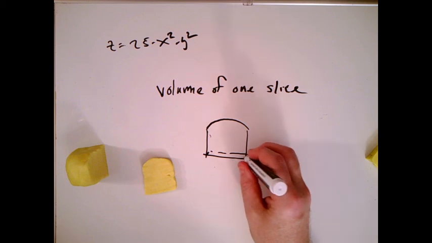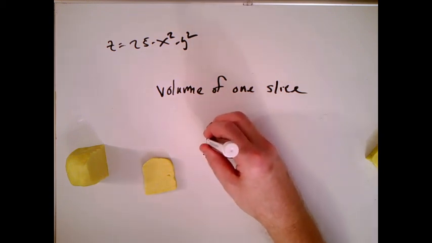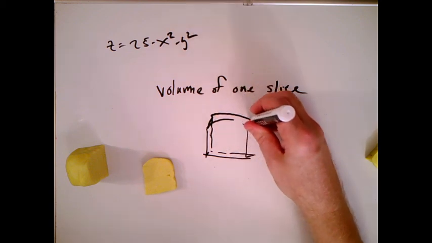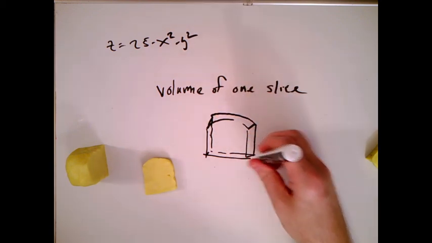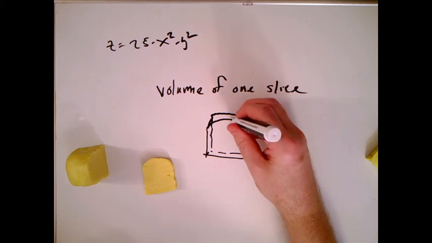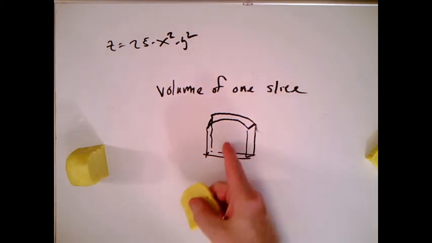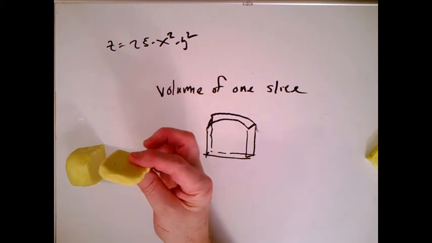So I'm just going to add the thickness. Let's see here, so like this, and like this, and then it's going to come over here like this, and then come like this, and like this. So you can see that the volume of that is the volume of just the one Play-Doh slice.